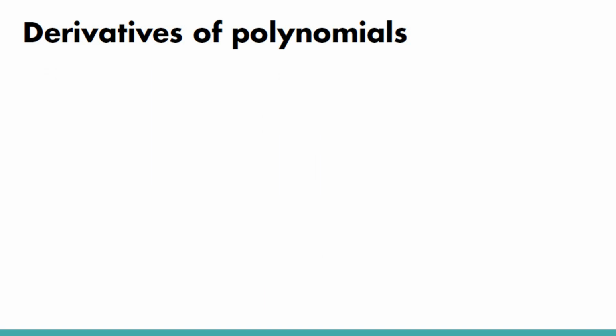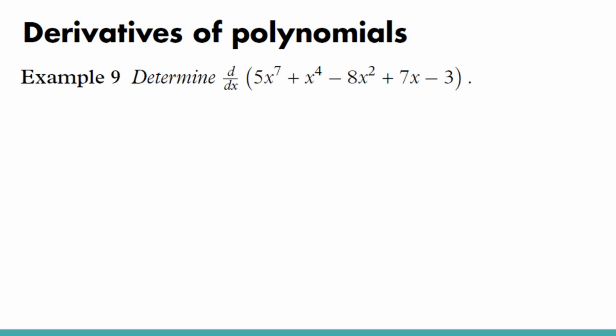Next will be derivatives of polynomials. When you say polynomials, there is one variable x with different powers. So here in the example, there are powers of 7, 4, 2, and then 1. Determine the derivative of 5x raised to the power of 7 plus x raised to the power of 4 minus 8x squared plus 7x minus 3.